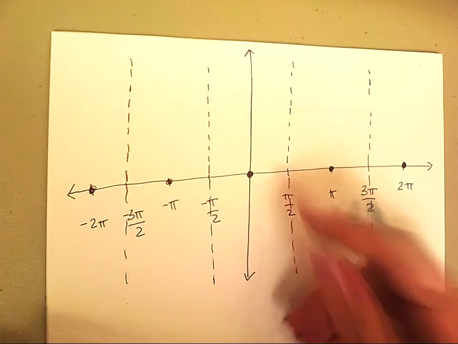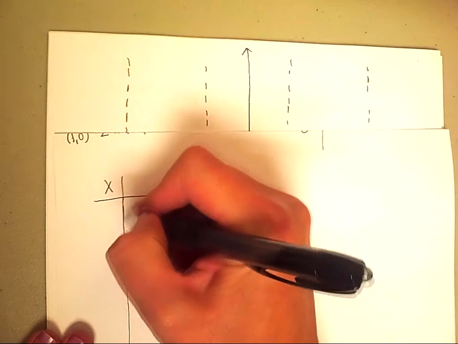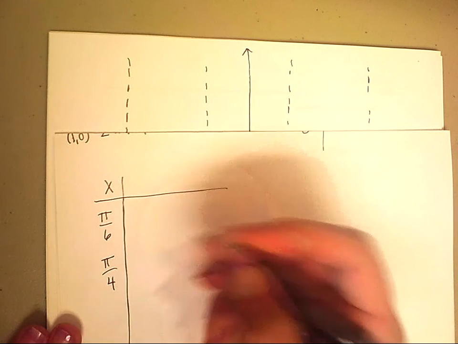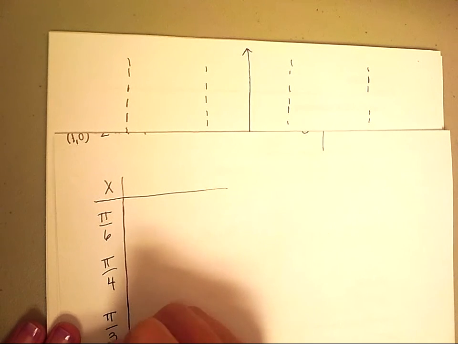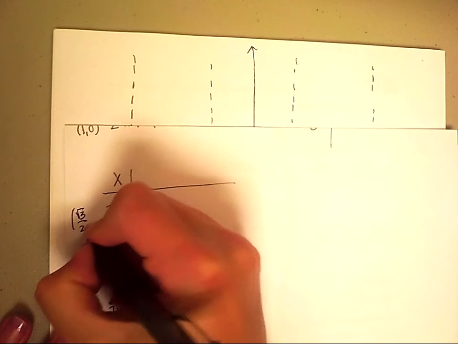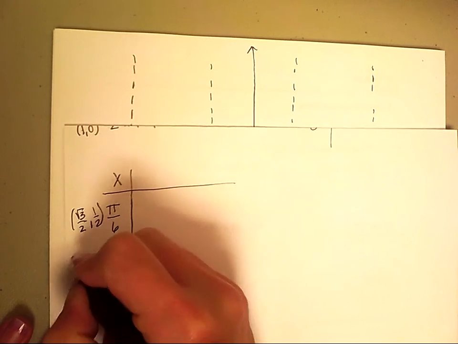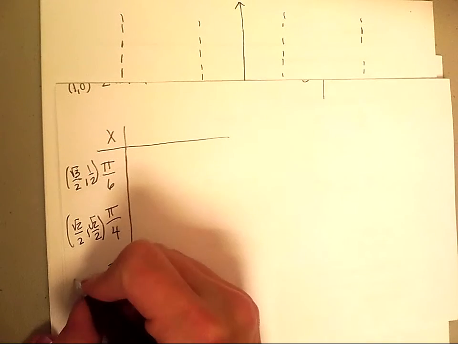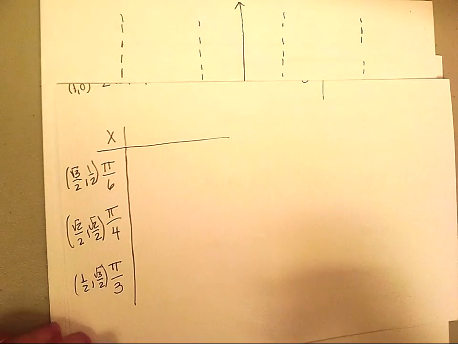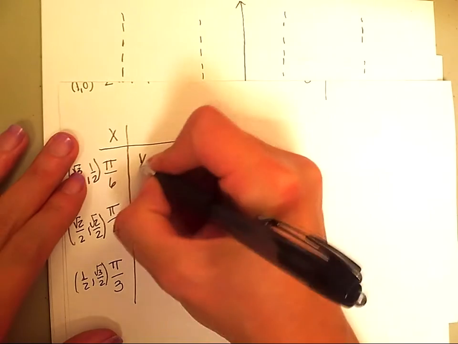So let's just consider what's happening here in the first quadrant, okay? The angles that are in the first quadrant are 0, but we already know that. We have pi over 6, pi over 4, and pi over 3. Remembering the coordinates here are square root of 3 over 2, comma 1/2, root 2 over 2, root 2 over 2. And down here we have 1/2, square root of 3 over 2.